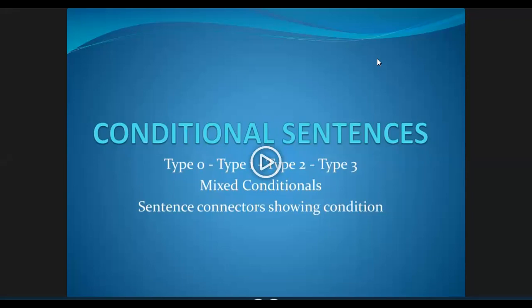This is Sumaira Hussain here, and today we are going to discuss conditional sentences. We will talk about what conditional sentences are, what their types are, and how we can apply these sentences in our daily conversation.